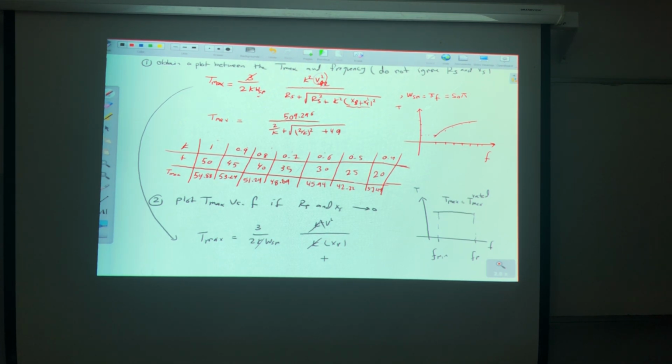Because this one is actually the rated mechanical speed, this one is the rated voltage, and this one is the inductance, or the reactance, calculated at the rated condition, or at frequency 50 Hz. So this means that if I'm neglecting RS and XS, it will be constant. Good.